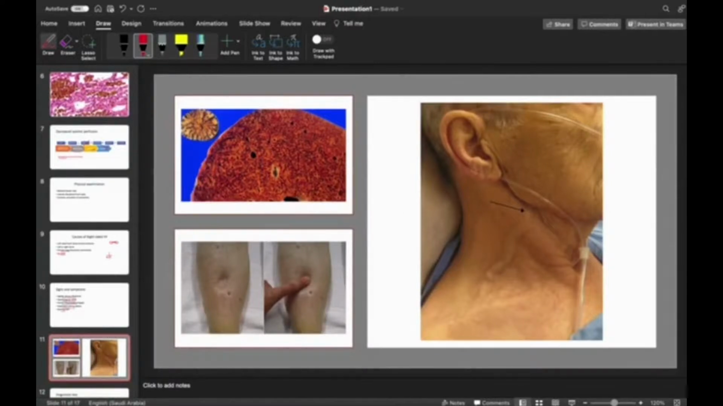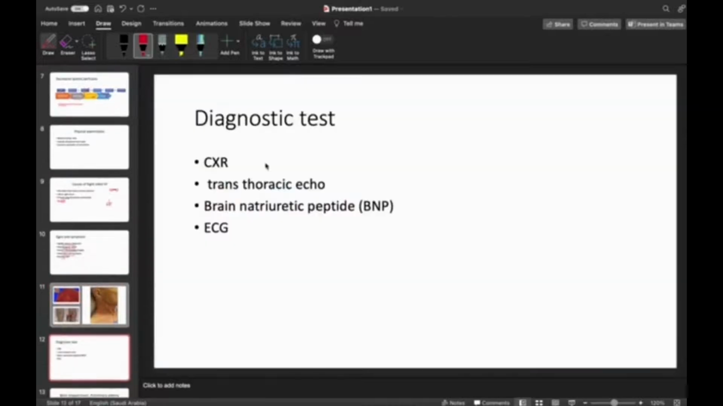This is the jugular venous distension. This is the pitting edema, and this is the nutmeg liver. As you can see, these small dark dots represent congested veins. The diagnostic test for heart failure is the chest X-ray. You can appreciate the pulmonary edema. Also transthoracic echo and brain natriuretic peptide.